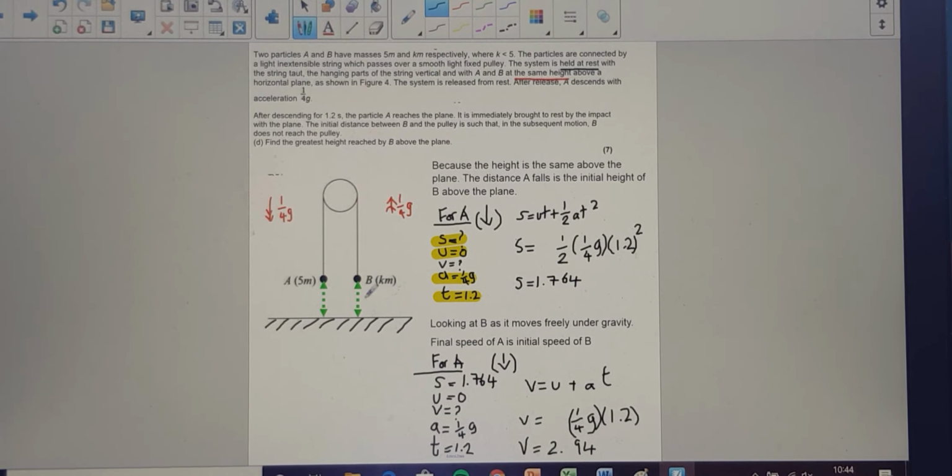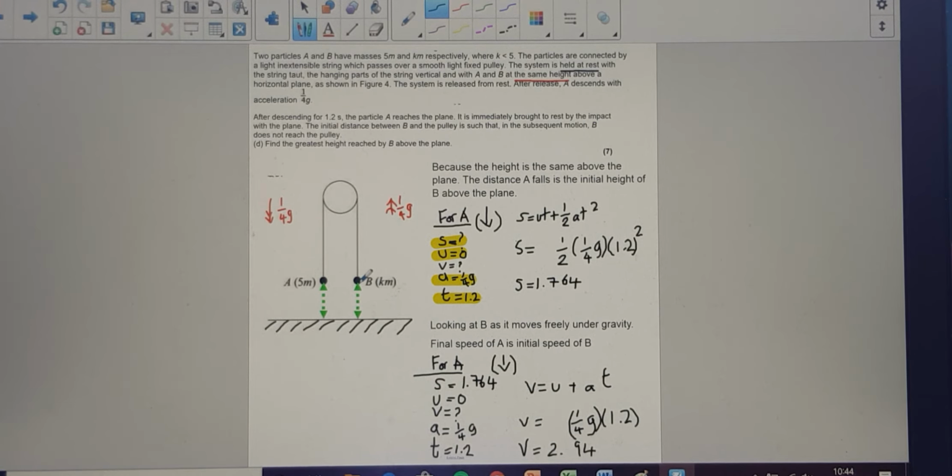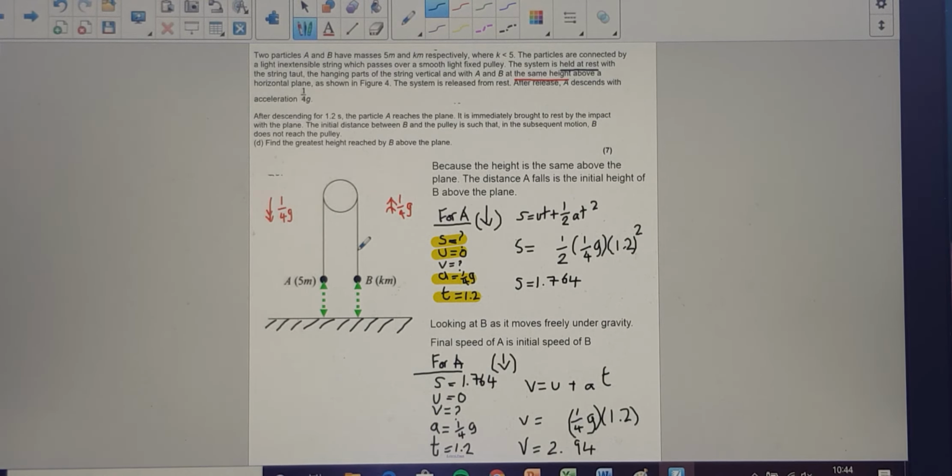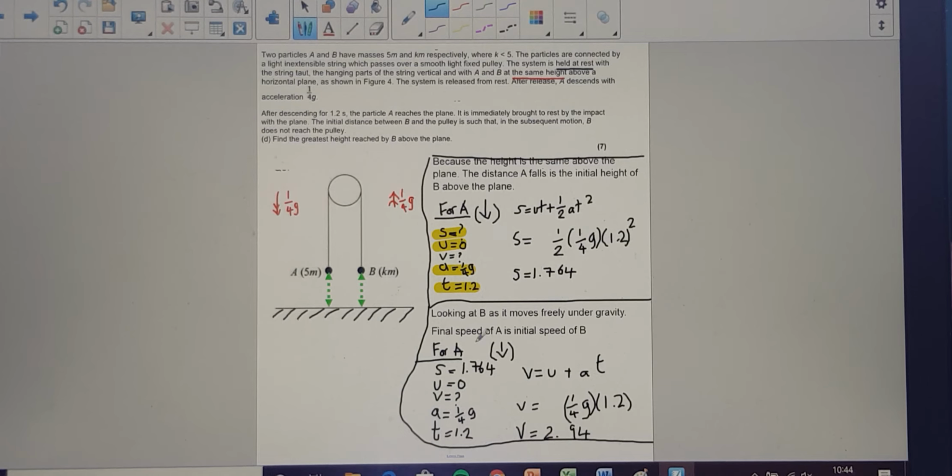Right, so B was 1.764 above the ground. When A moved down that much, B therefore moved up another 1.764. Then it's going to move freely under gravity, so it's going to go up and then come down. So this was part 1, this bit is part 2, and this is going to be part 3.